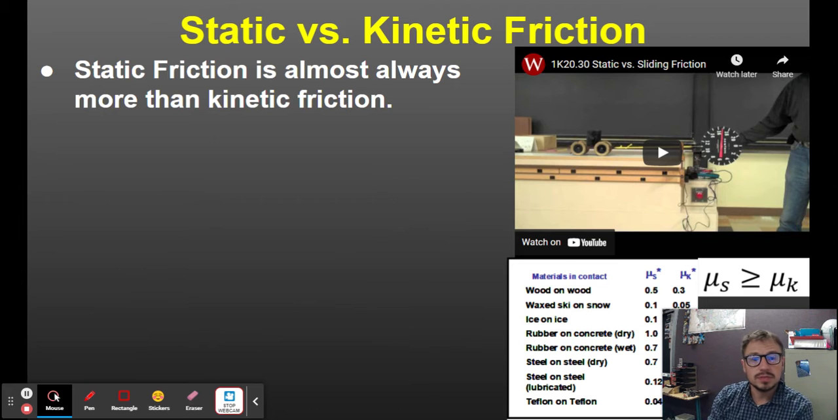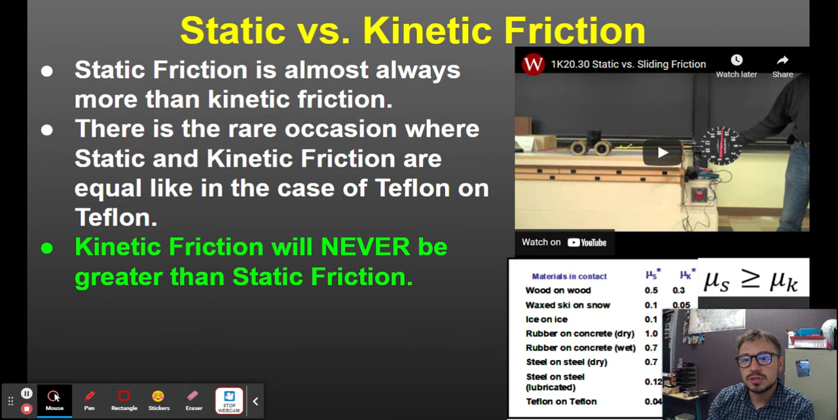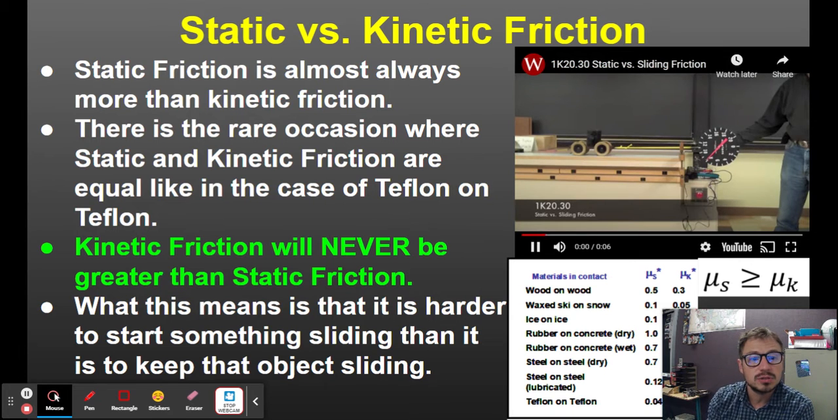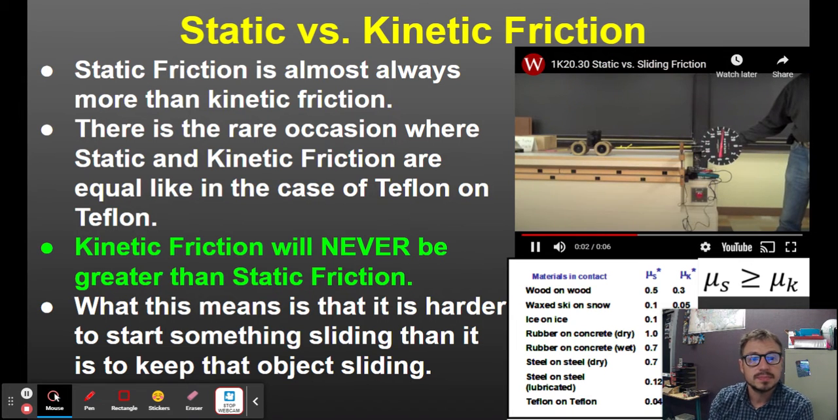So there are two different types of friction, static versus kinetic friction. Kinetic friction will never be greater than static friction. What this means is that it's harder to start something sliding than it is to keep an object sliding. If you watch this brief video, it's going to show you that it takes about 20 newtons to get this object to start sliding, but once it's sliding, it takes about 14 or 15 newtons to keep it sliding.